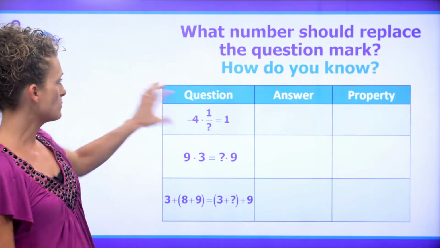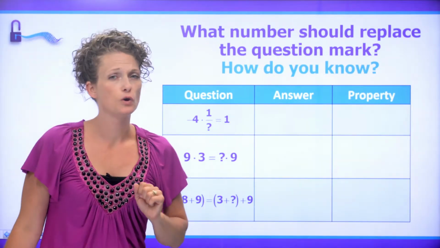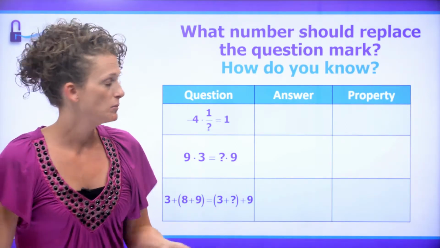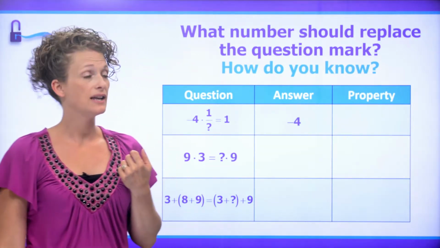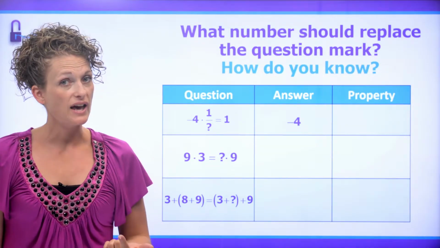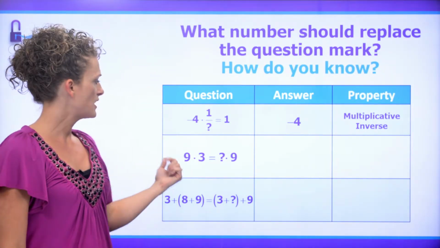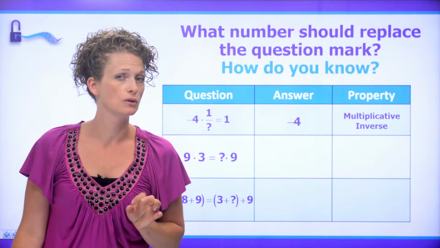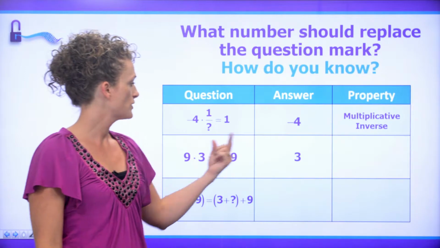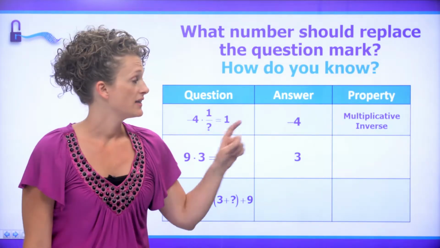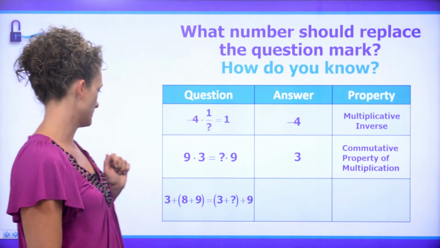So what number should replace this question mark, and how do you know? If we have negative 4 times 1 over what number will give me 1, the only number it can be is a negative 4. And the reason we know that is because of our multiplicative inverse property. How about 9 times 3 is equal to what number times 9? Well, if these are going to be equal, we know that our number has to be 3, and that is because of the commutative property of multiplication.